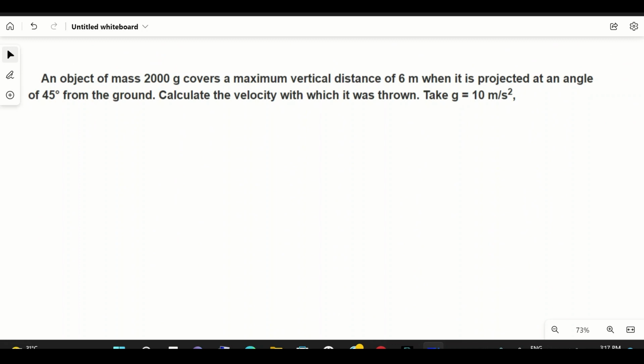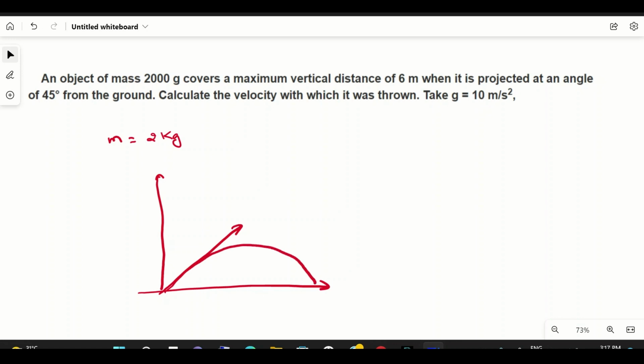An object of mass 200 grams. So it is given in grams, so M we can take as 0.2 kg. It covers a maximum vertical distance of 6 meter when it is projected at an angle of 45 degree from the ground. Again similar, this is 45 degree and this is a projectile motion. This is height h, the maximum vertical distance, which is 6 meters. So h is given as 6 meter. Calculate the velocity with which it was thrown. G is given as 10 meter per second square.